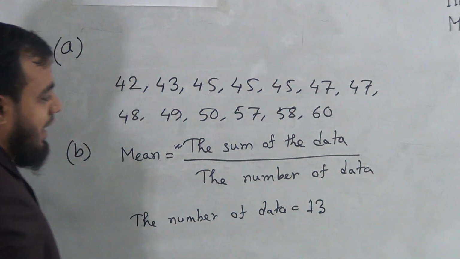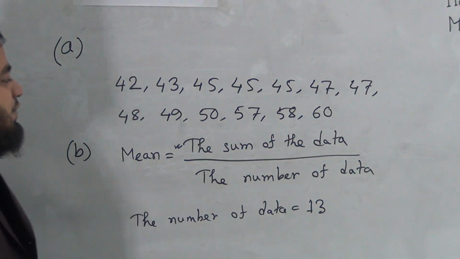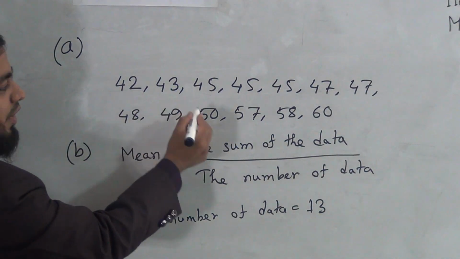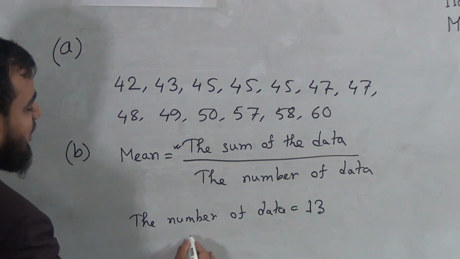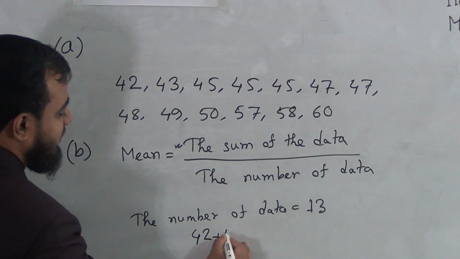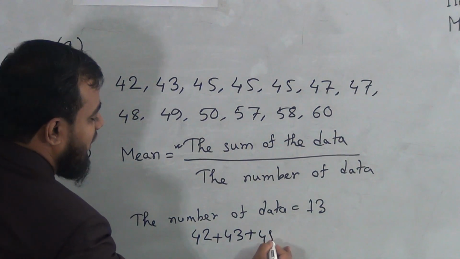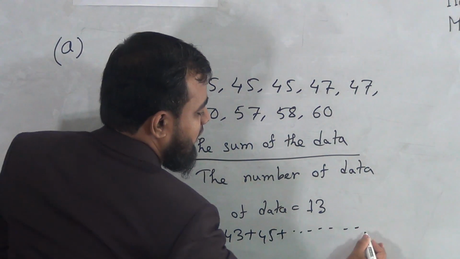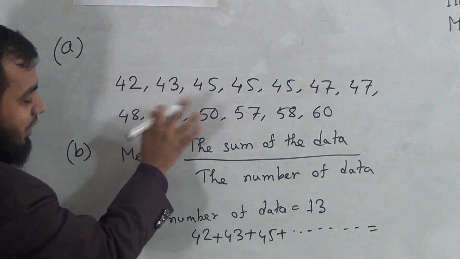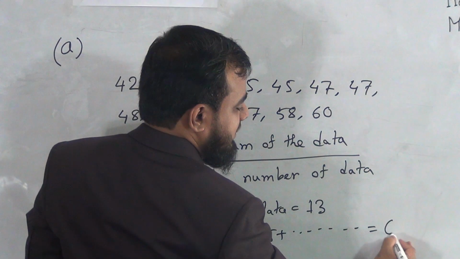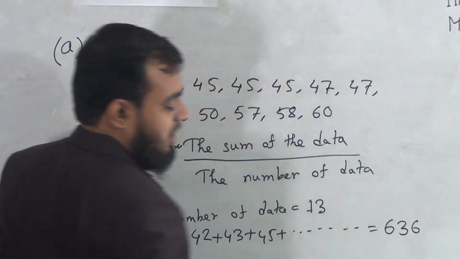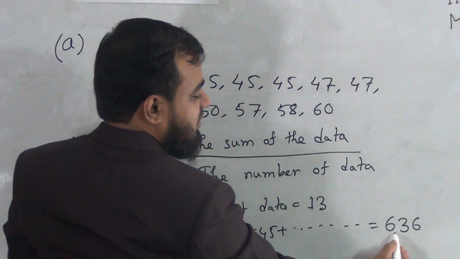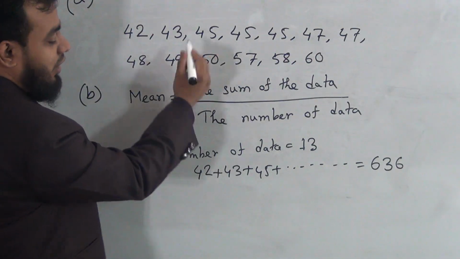Okay, and the sum of the data is very clear. We have to find out the sum of these. That means we have to add 42 plus 43 plus 45 and so on. You have to add all the numbers and you will get 636. You will get 636 when we add all the numbers.